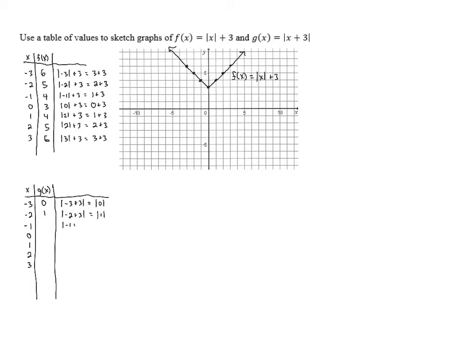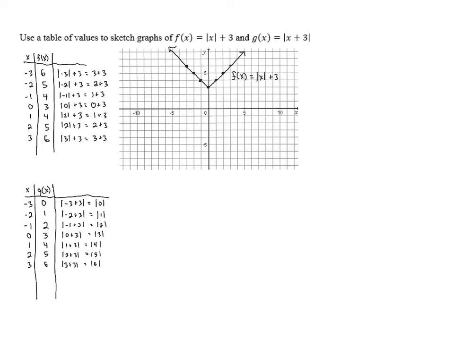Here we've got the absolute value of -1 plus 3. That's the absolute value of 2, which is 2. We've got the absolute value of 0 plus 3, which is the absolute value of 3, which is 3. We've got the absolute value of 1 plus 3, which is the absolute value of 4, which is 4. The absolute value of 2 plus 3, which is the absolute value of 5, which is 5. And the absolute value of 3 plus 3, which is the absolute value of 6, which is 6.